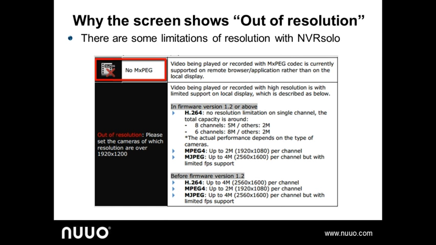The first issue we would like to share with you is that the screen shows "out of resolution". I believe that many users have encountered this symptom. It is caused by the resolution limitation of NVRsolo local display. Even though we don't have a resolution limitation for a single channel, if you set the camera resolution over the total decoded capacity, this issue will occur.